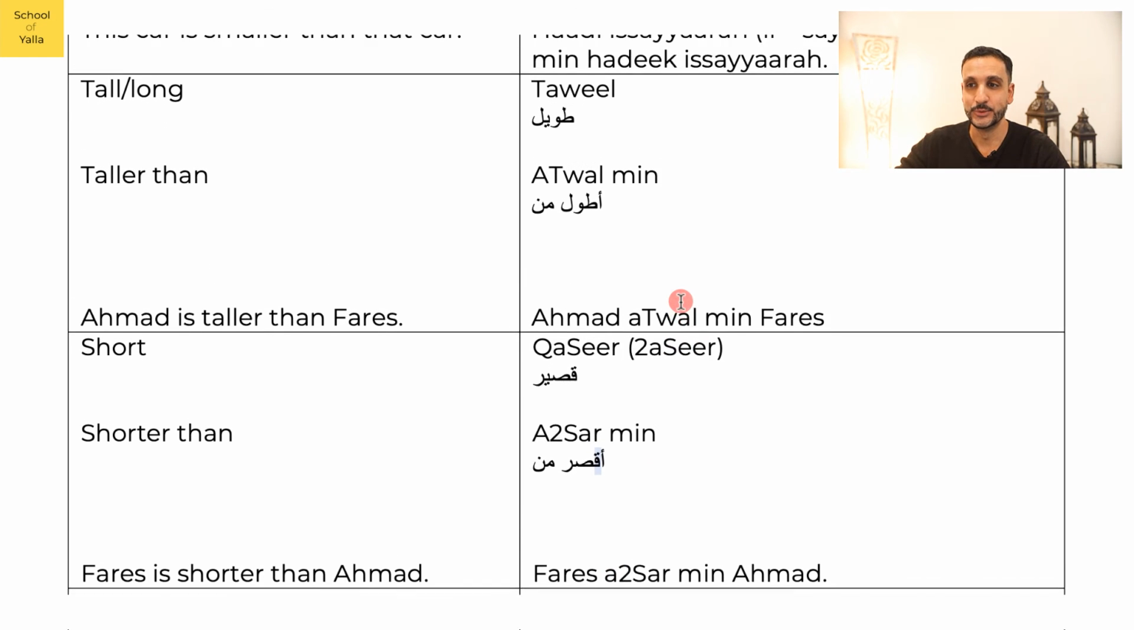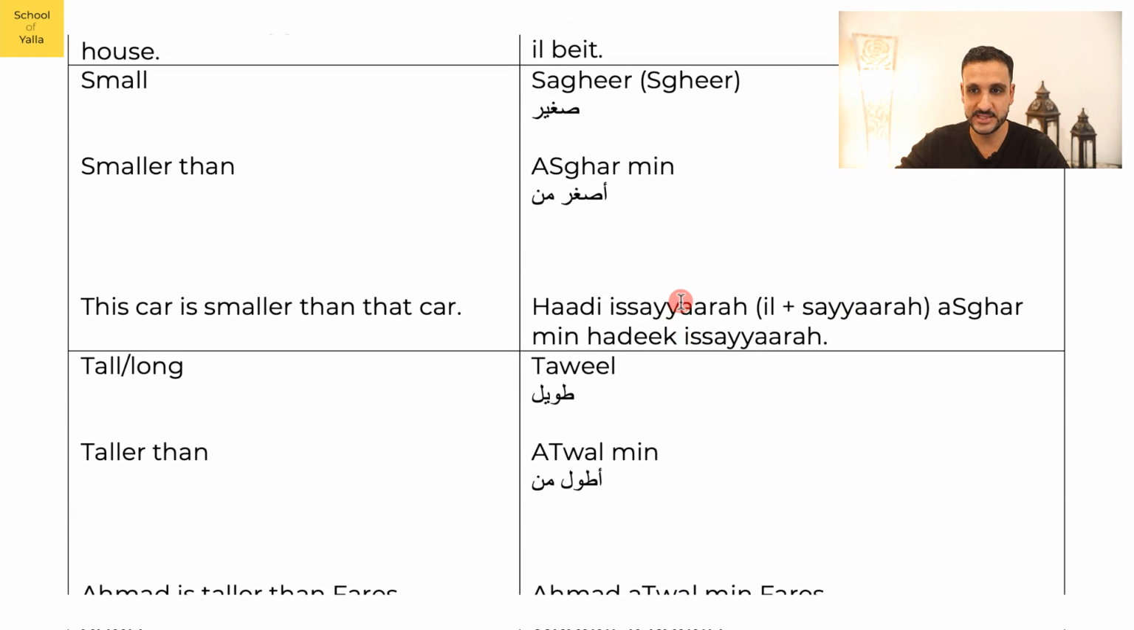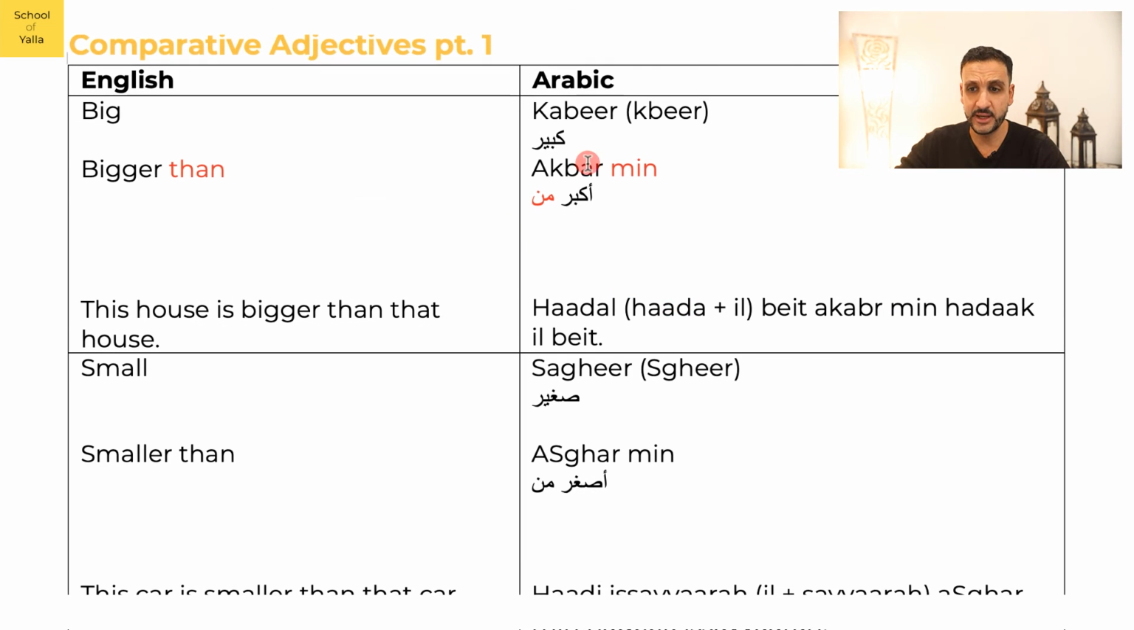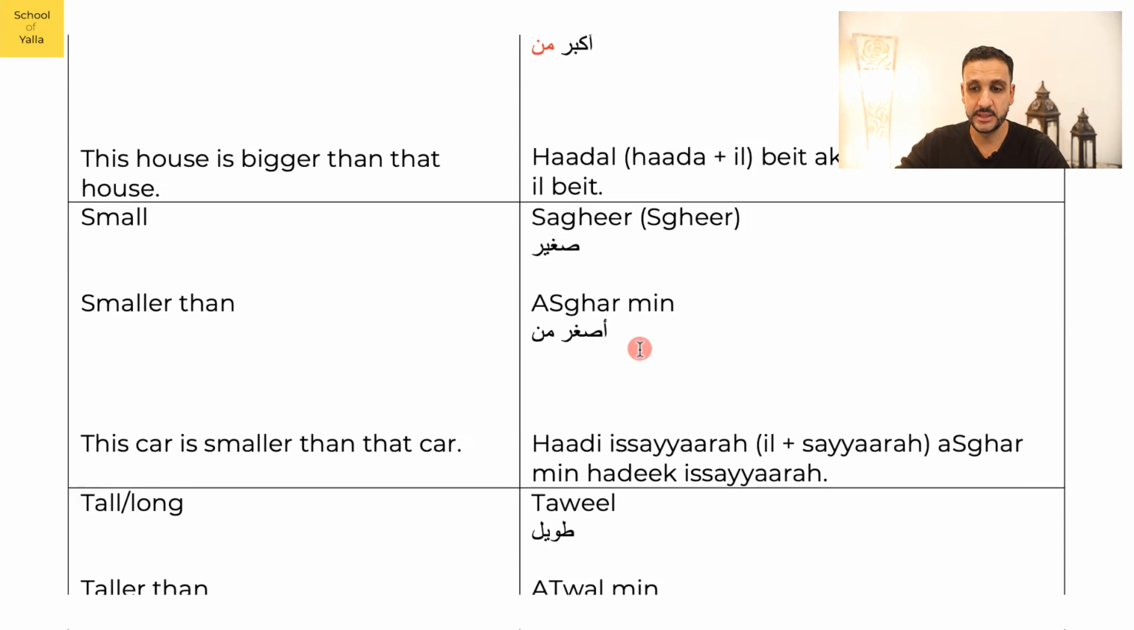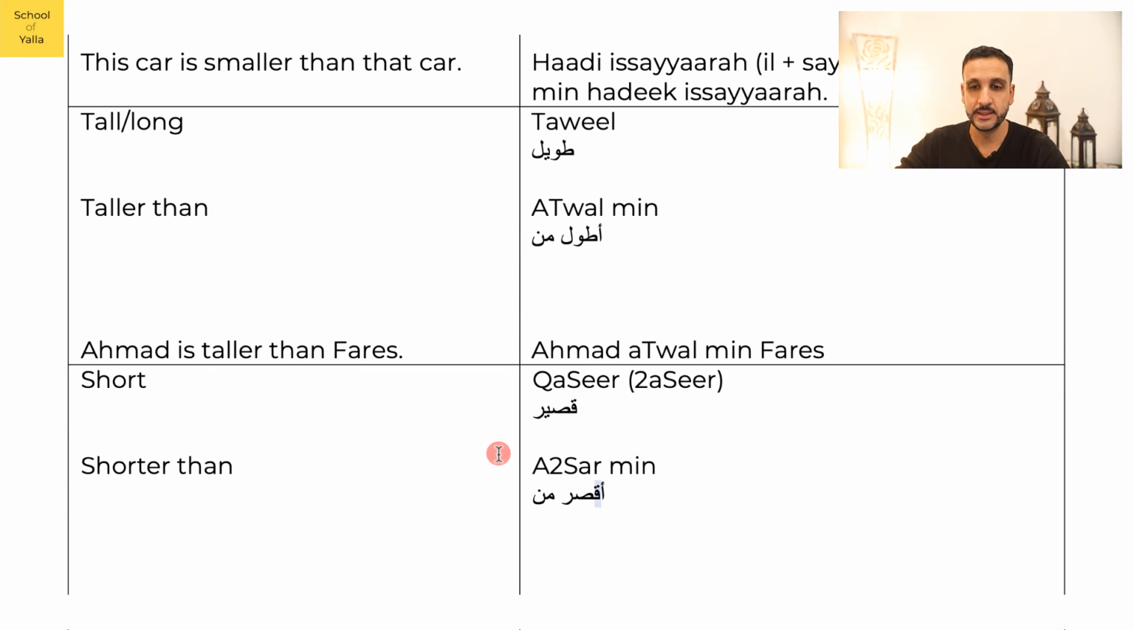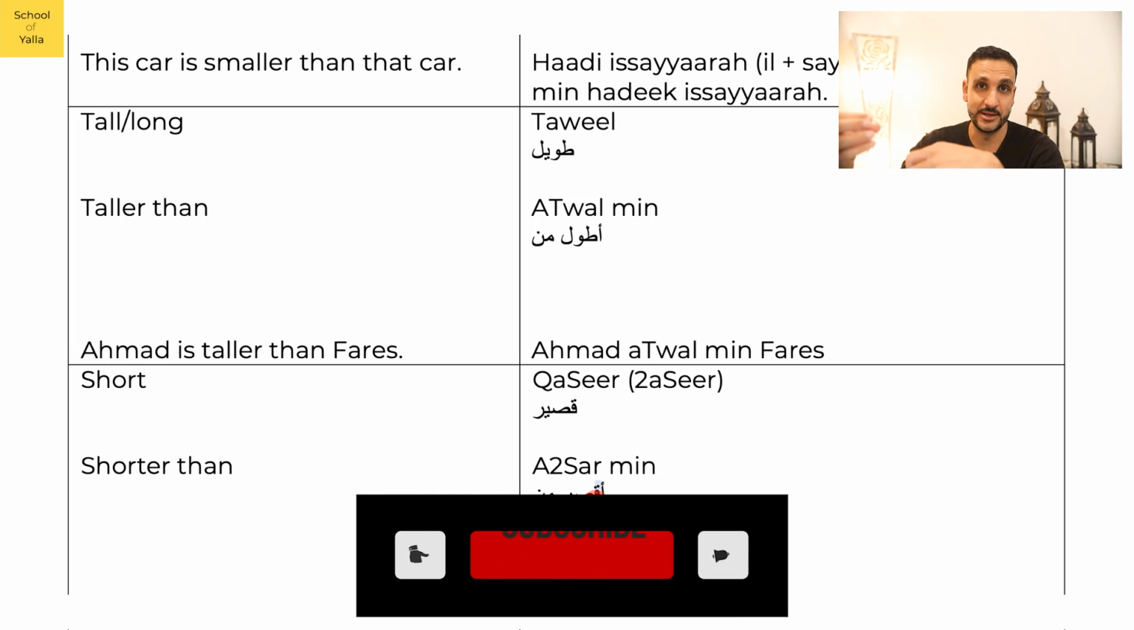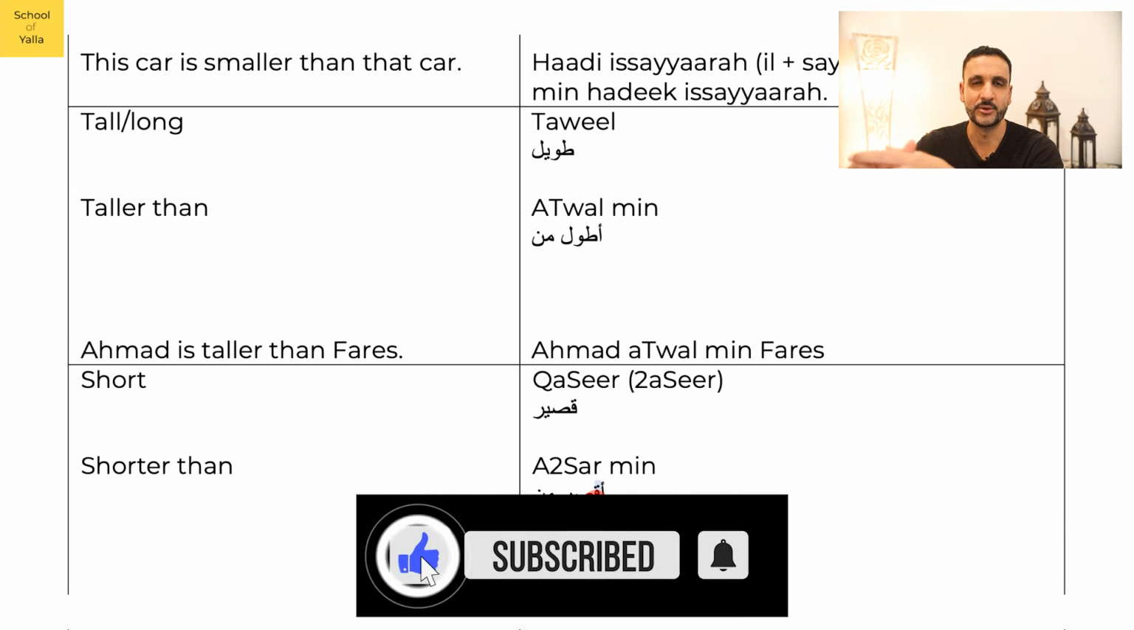Okay? We'll keep this one short and simple, but to recap: bigger than أكبر من, smaller than أصغر من, taller than أطول من, shorter than أقصر من. Most importantly, we need the min. Yeah, we need the min to mean than: bigger than, shorter than, longer than, etc.